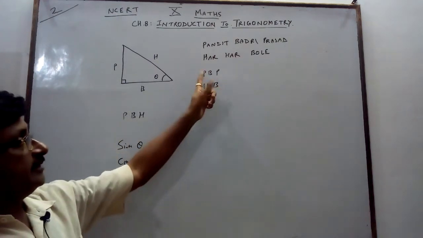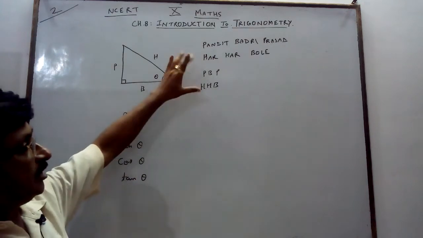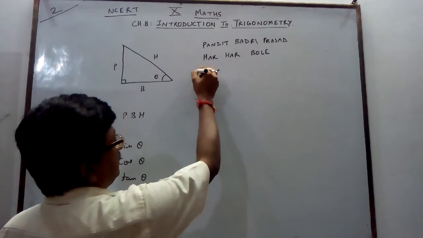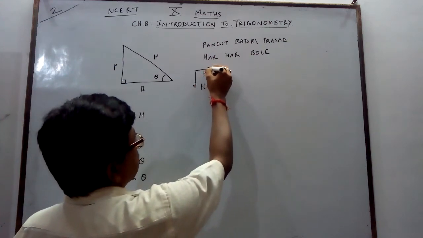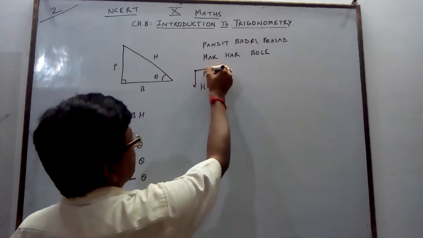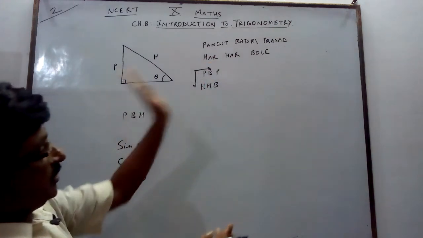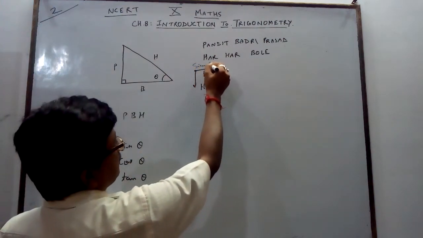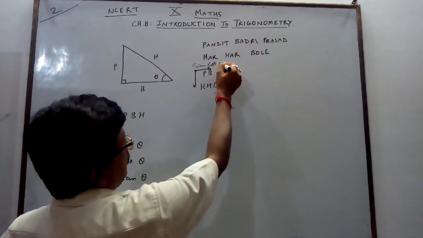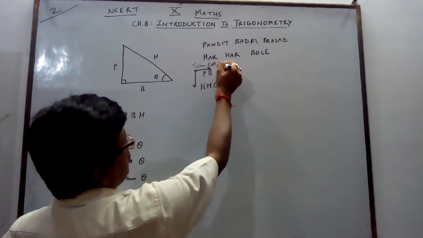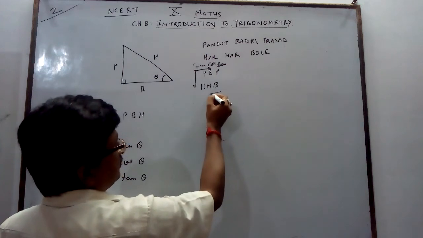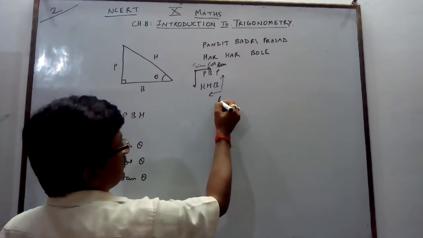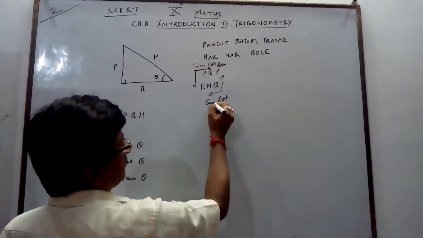This alphabet arrangement PBP HHB gives you all the 6 trigonometric ratios: from top to bottom, going left to right, you get the first trigonometric ratio sine, then cos, then tan. From right to left and bottom to top you will get cot, sec, cosec.